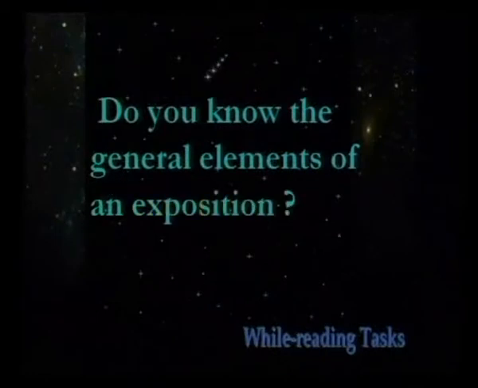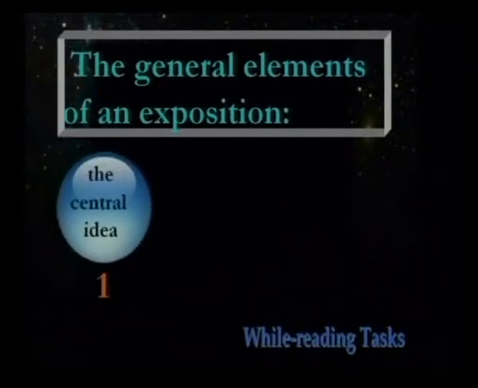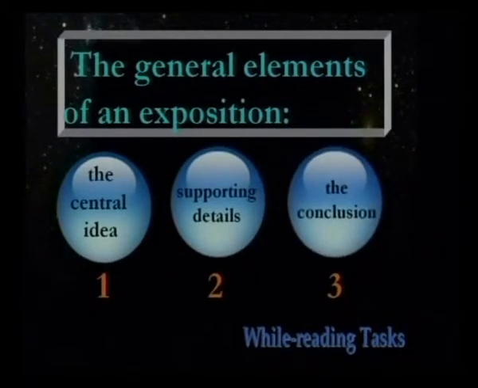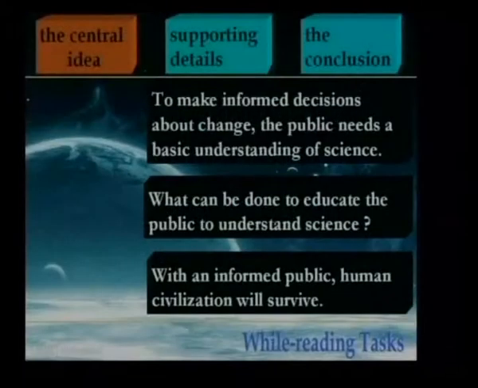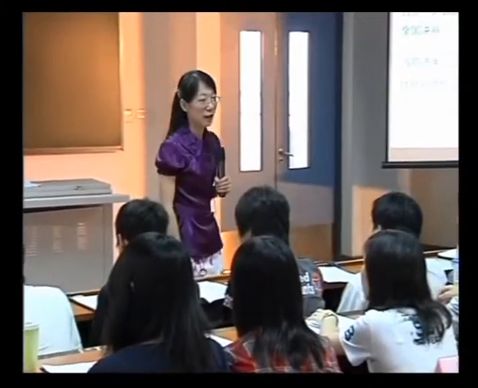Do you know the general elements of an exposition? The general elements of an exposition are made up of the central idea, supporting details, and the conclusion. Of course, the central idea should be the most important part. What part do the following sentences play separately in this article? "To make decisions about change, the public needs a basic understanding of science." Is it the central idea, supporting detail, or the conclusion? Which one? The first sentence should belong to the central idea.